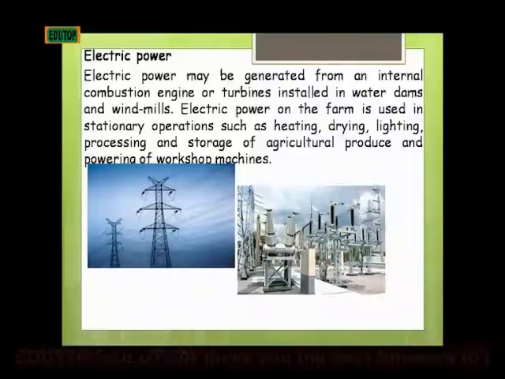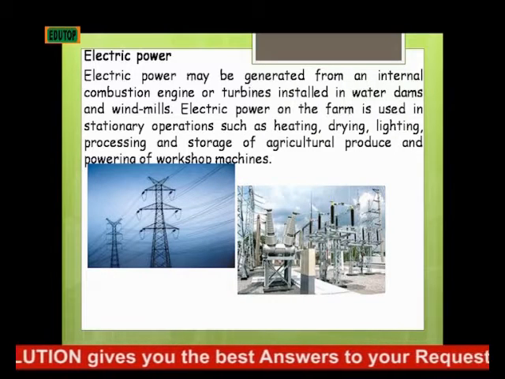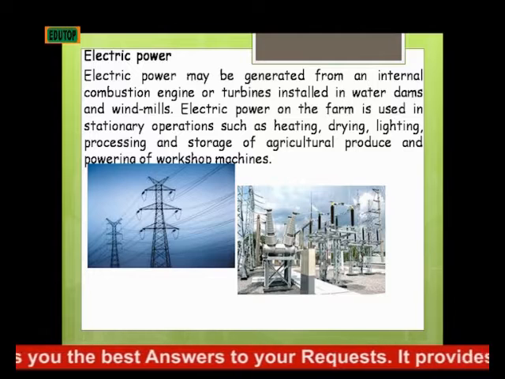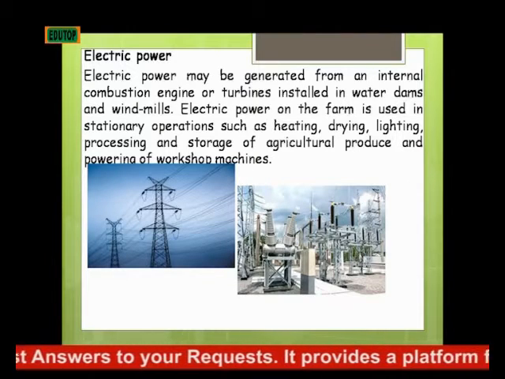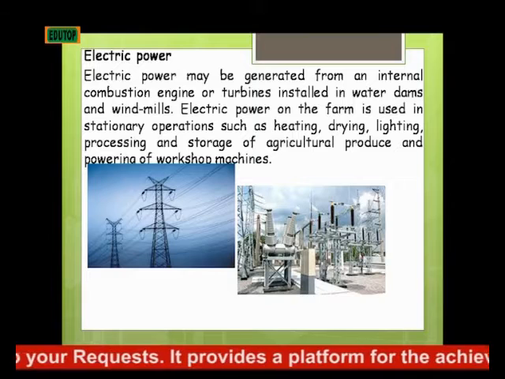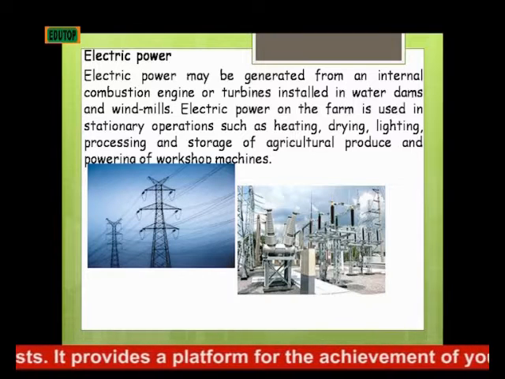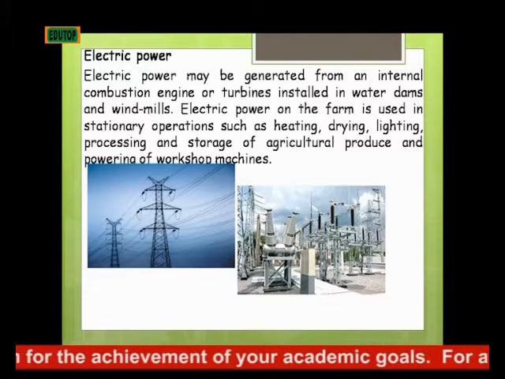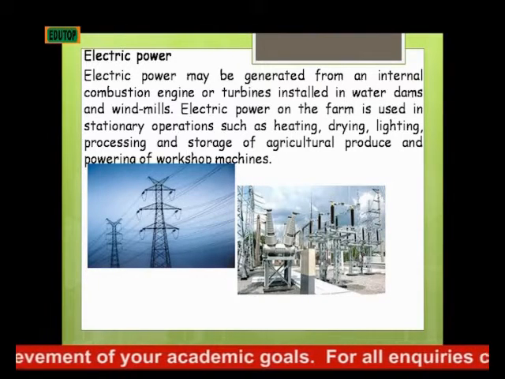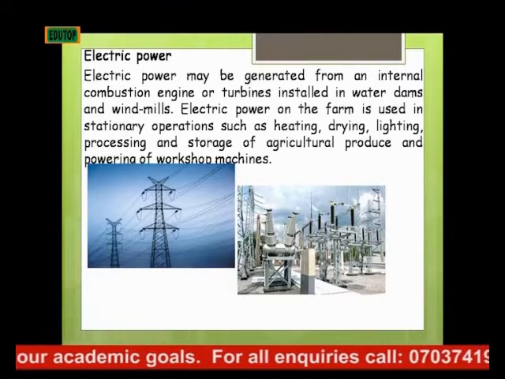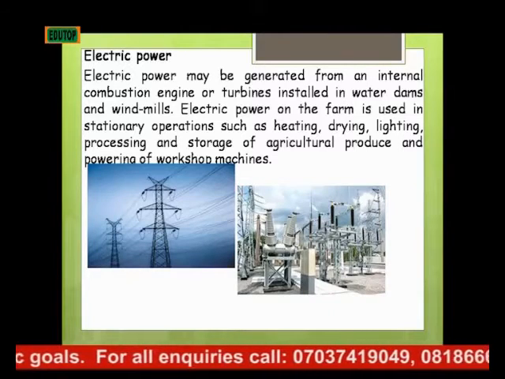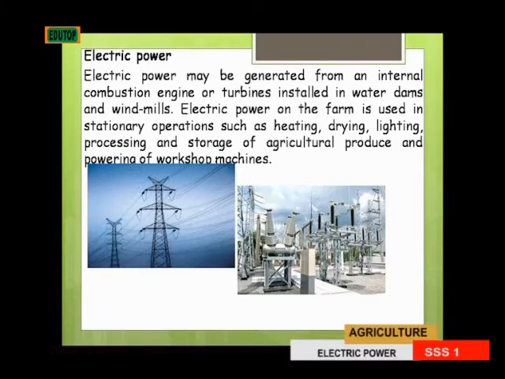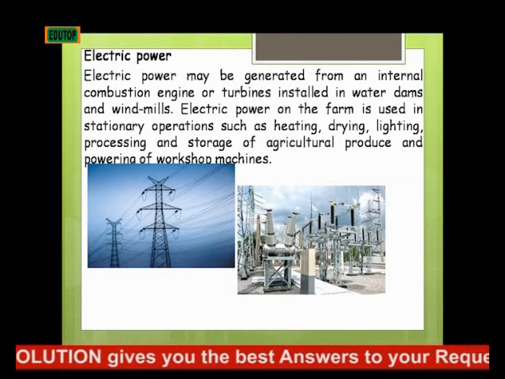Power may be generated from an internal combustion engine or turbines installed in water dams and windmills. That is, we can generate electric power from an internal combustion engine, that is a mechanical power, or we can also generate it from wind power or from water power. Electric power on the farm is used in stationary operations such as heating, drying, lighting, processing and storage of agricultural produce, and powering of workshop machines.